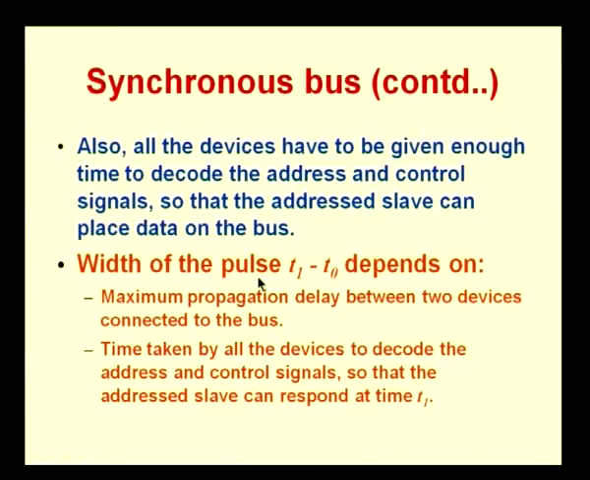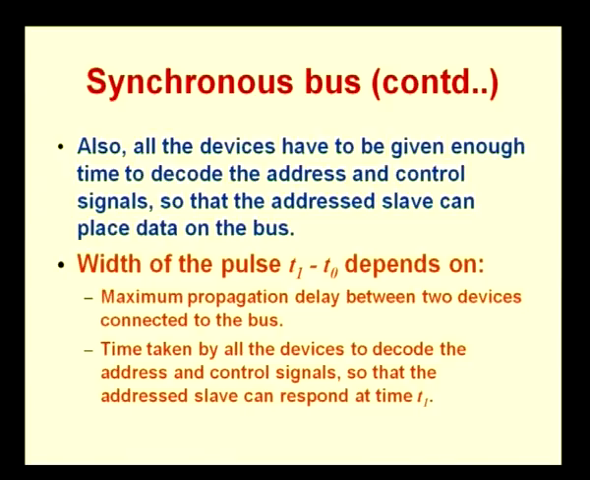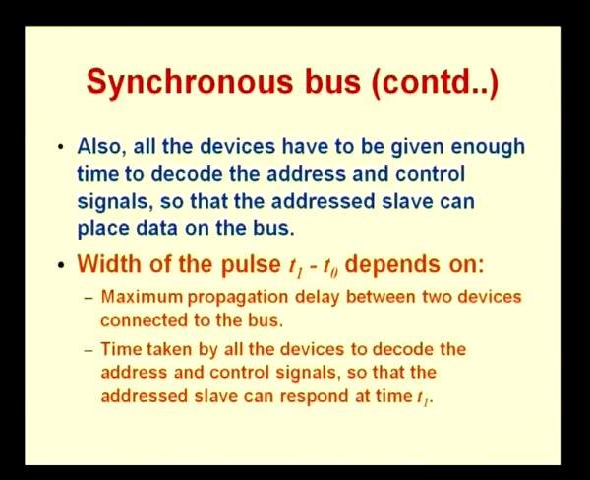Now, the width of this pulse. We said that we have a clock, and something happens at the rising edge, something happens at the falling edge. So, what exactly should this time be? How do I determine the width of this pulse? That is t1 minus t0. What would it depend on? It will depend on the maximum propagation delay between two devices connected to the bus, and it also has to take into account the time taken by all the devices to decode the address and control signals, so that the addressed slave can respond at time t1. So, this time is the propagation delay for the signal placed by the master to go to all the slaves, and then the time that each of the devices takes to decode the address and control signals and respond at time t1.